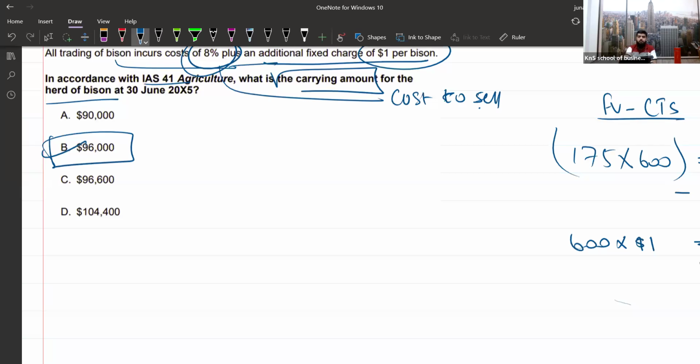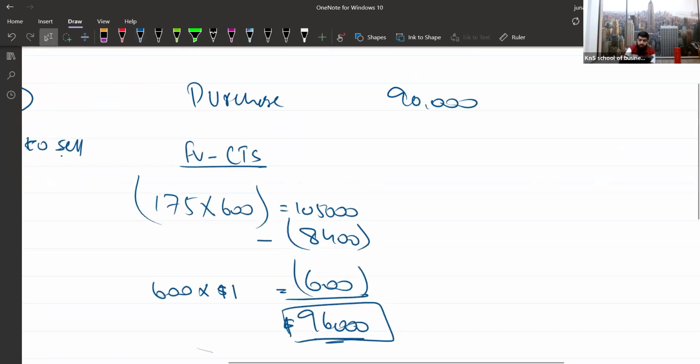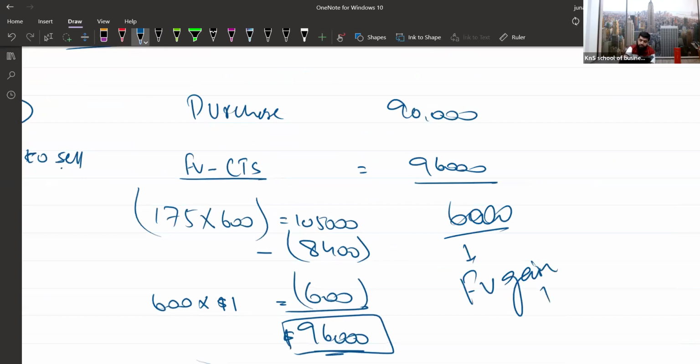One more thing: if I ask you what amount of fair value gain or loss should be recognized, you will say that initially it was recognized at 90,000, and today the fair value less cost to sell is 96,000, which means the value of the herd has increased by 6,000. So this will be recognized as a fair value gain in P&L.